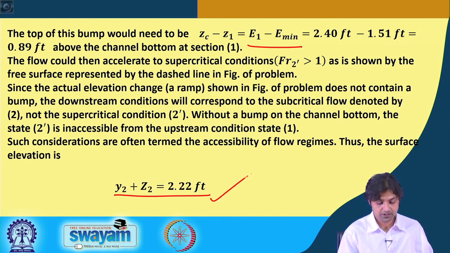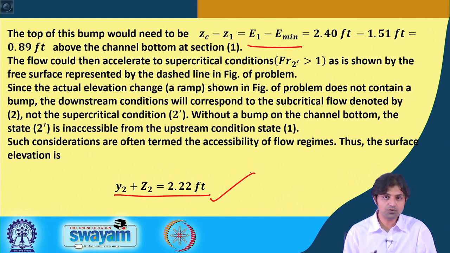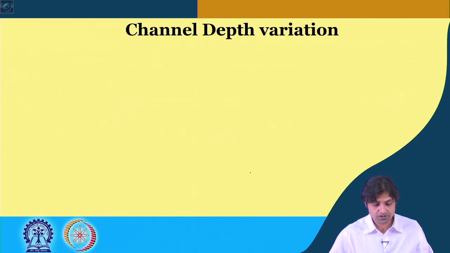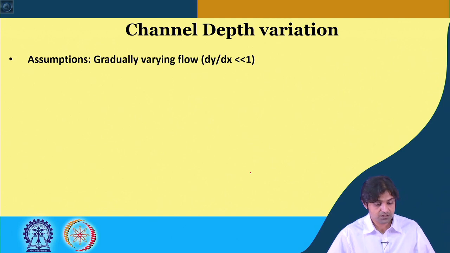But I am not expecting you to go to such a detailed discussion. If you have understood, fine, otherwise even if you have not understood this particular discussion about the bump and other things, that is also okay, because what you need to know is how to calculate the specific energy, the minimum energy, the critical depth, is the flow supercritical or subcritical and other things like that. So, I think we can proceed now to a topic that is called channel depth variation.